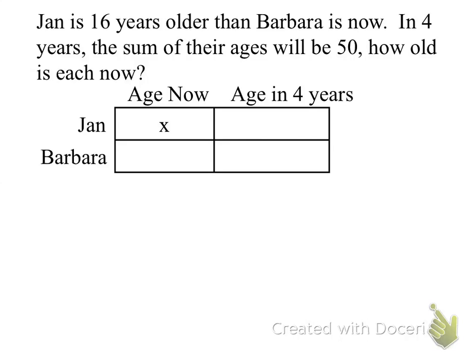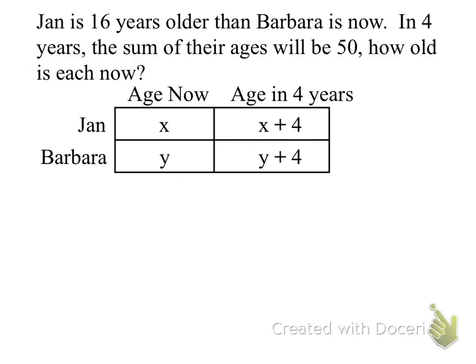And do we know Barbara's age? No. So what are we going to call her? Y. Okay, we said Jan in 4 years would be X plus 4. What will Barbara's age be in 4 years? Y plus 4. The only reason I'm using this box method is to organize my information. So now I'm ready to write my equation.